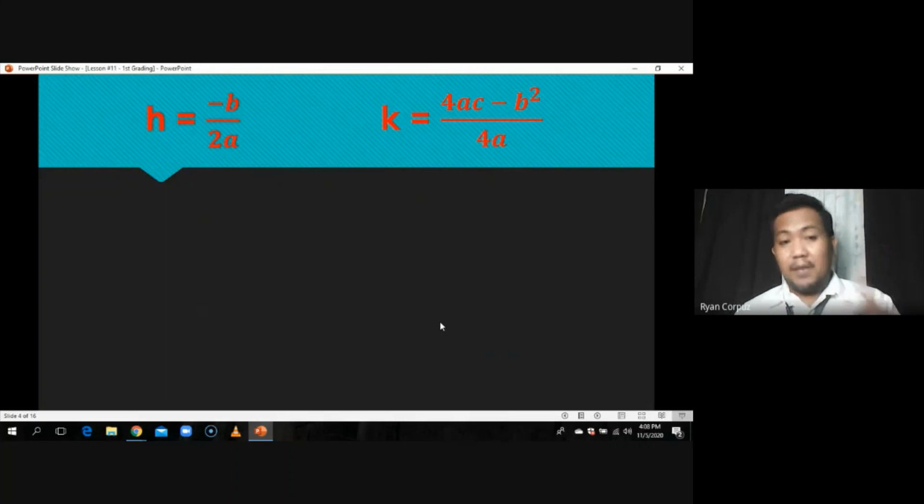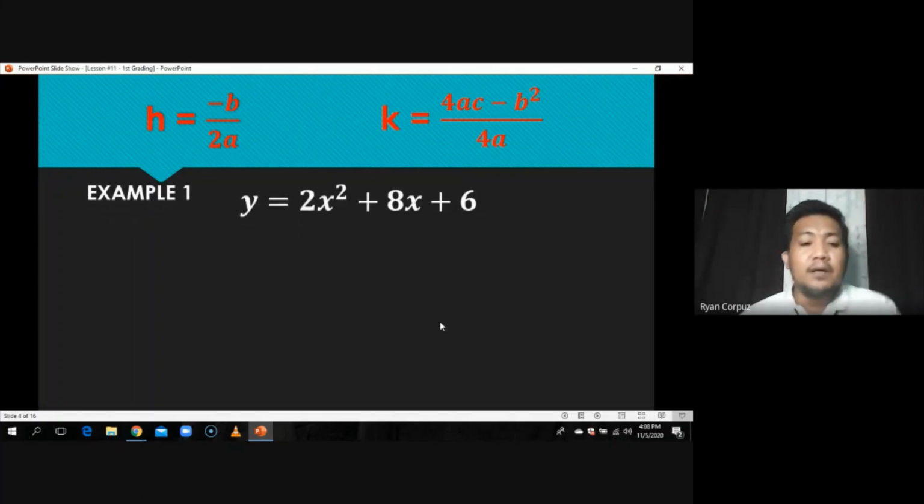Since dalawa yung methods natin or ways natin to transform general form of the quadratic function to vertex form, we are going to do both for us to prove na even if we made use of any of the two ways to do that, we'll still come up with the same answer. So let's have example number 1 here. Example number 1, the given is y is equal to 2x squared plus 8x plus 6. So just like what we did, unahin natin yung solving it using completing the square.